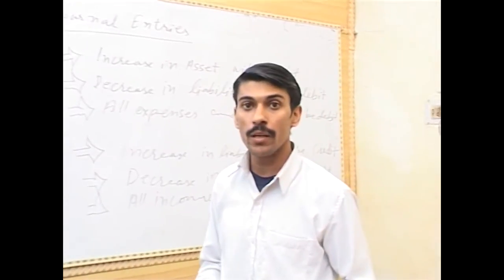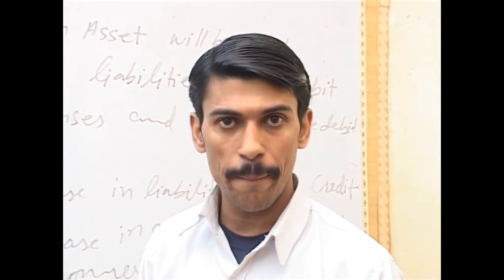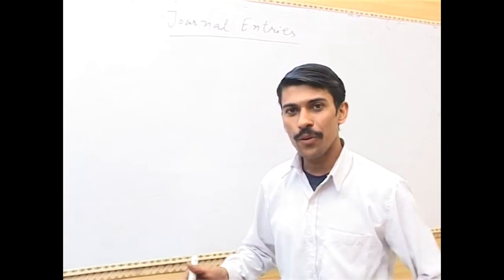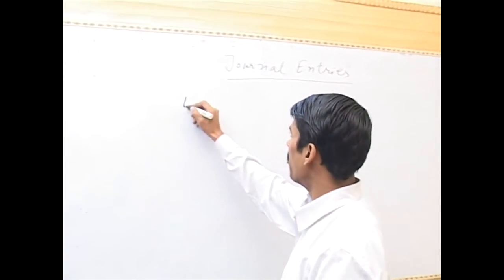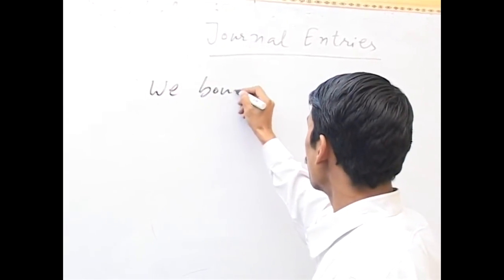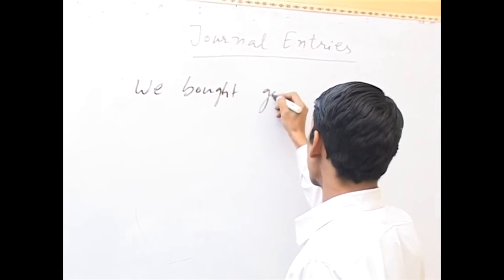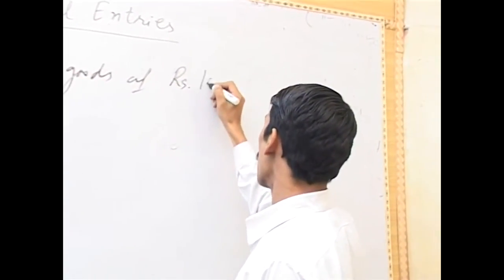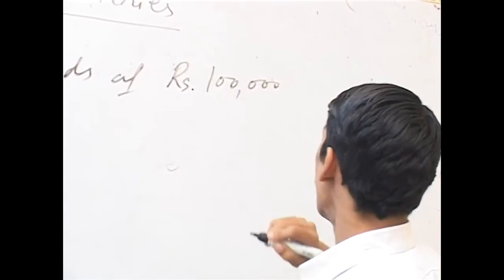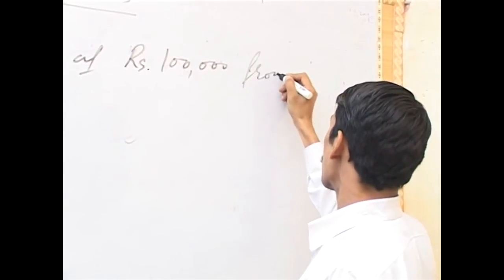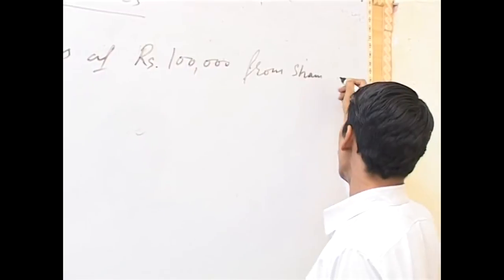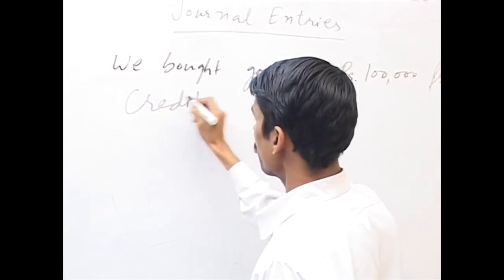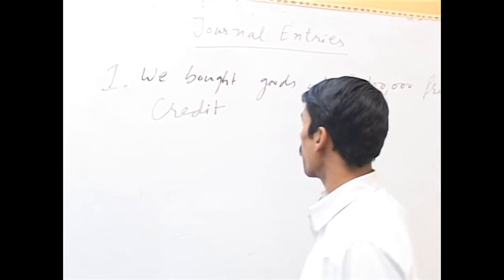Now we give some example. For example, we bought goods of rupees 1 lakh from Sham on credit. This is the first example.